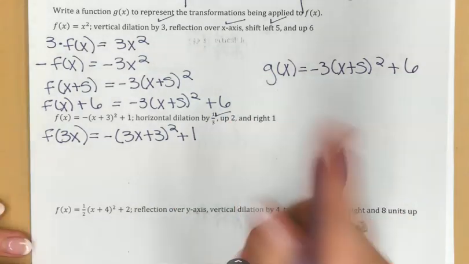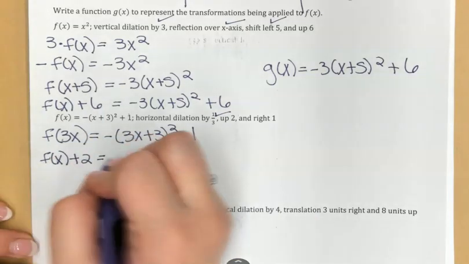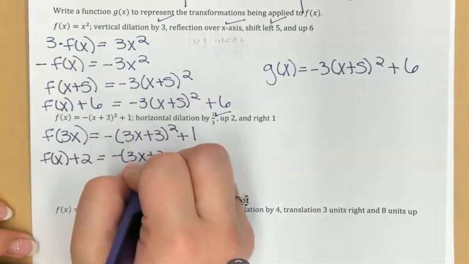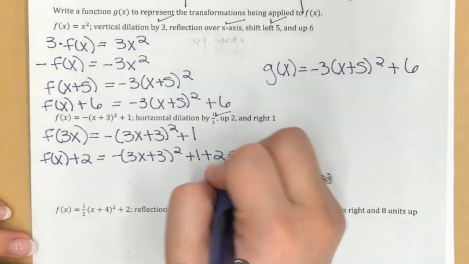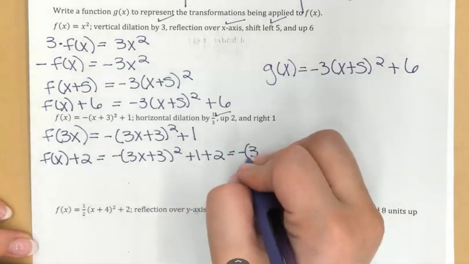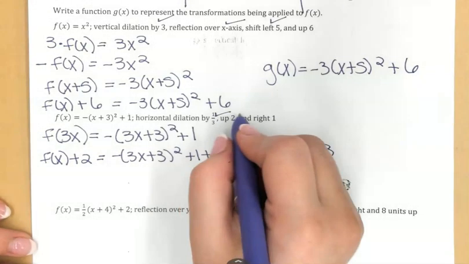Now I want to go up 2. Well, that's just going to look like adding 2 on the outside. But because I already have that 1 there, I have to add 2 to that 1. So I'll get negative 3x plus 3 squared plus 3.